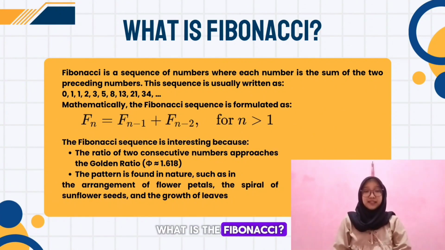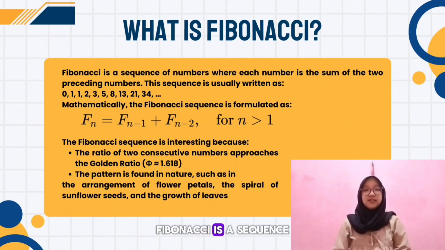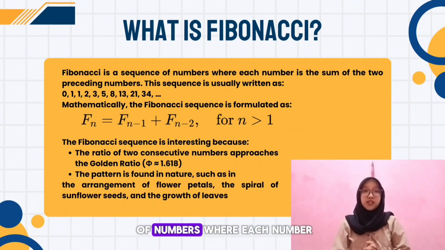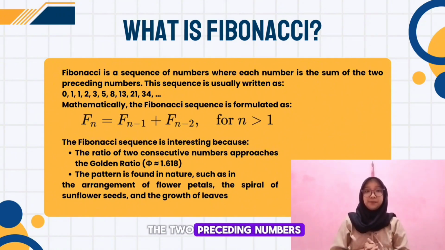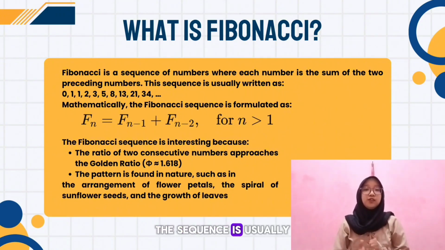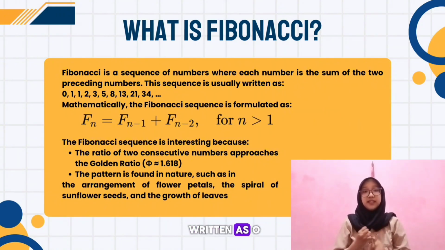What is the Fibonacci? Fibonacci is a sequence of numbers where each number is the sum of the two preceding numbers. The sequence is usually written as 0, 1, 1, 2, 3, 5, 8, 13, 21, 34, and so on.